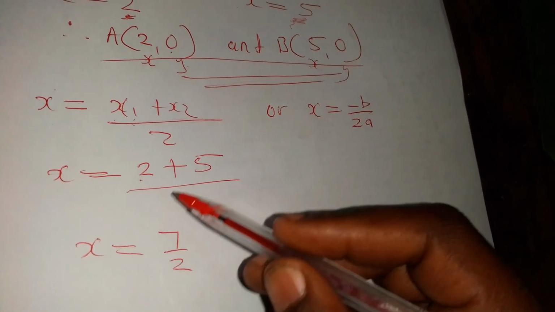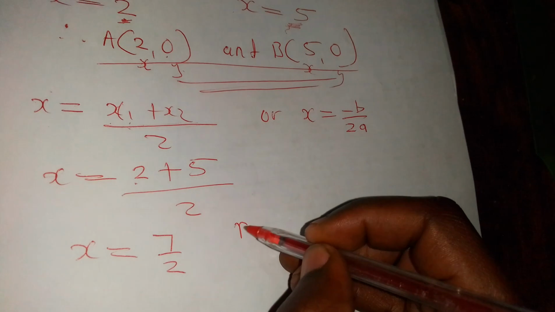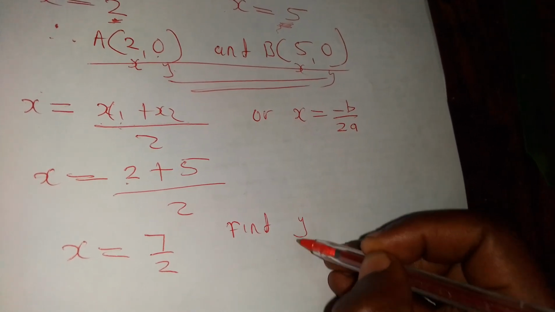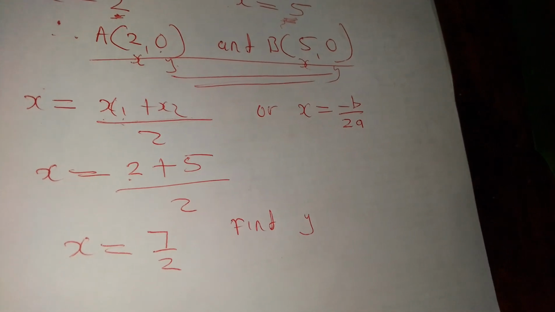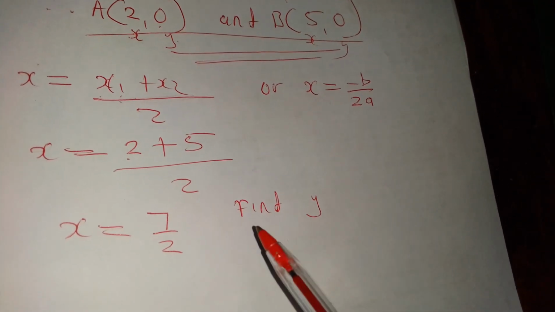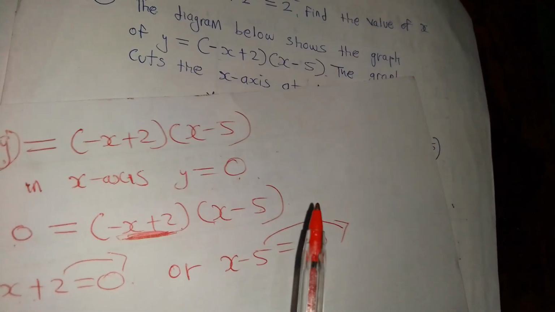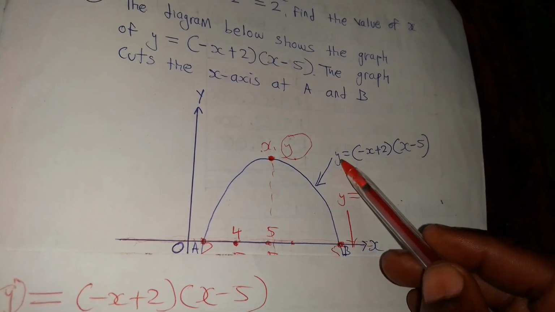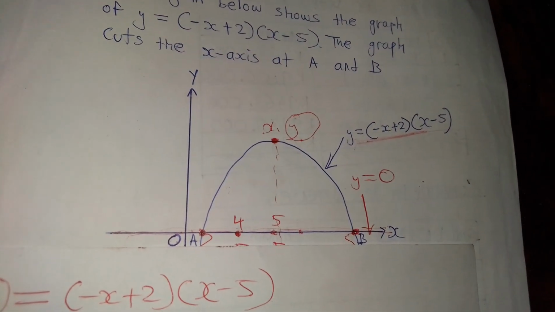Now, after finding our x to be 7 over 2, we can find the y value, which is the maximum value. How are we going to find this value? We are going to use the original equation of the curve, which is here. Stay tuned and I'll take you through how it is done.